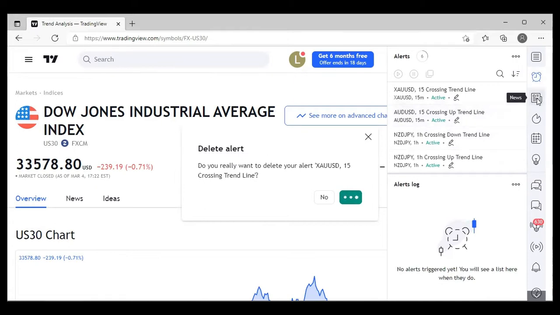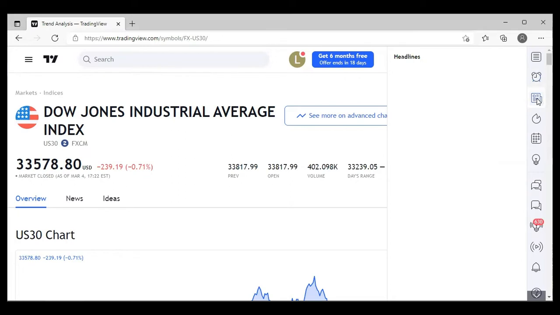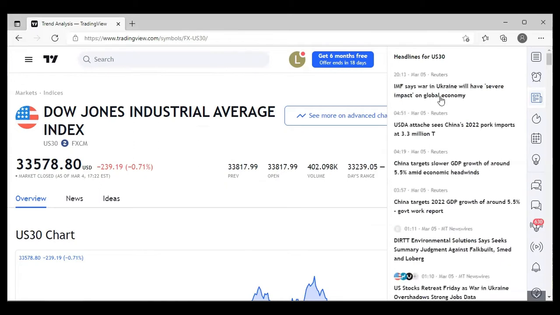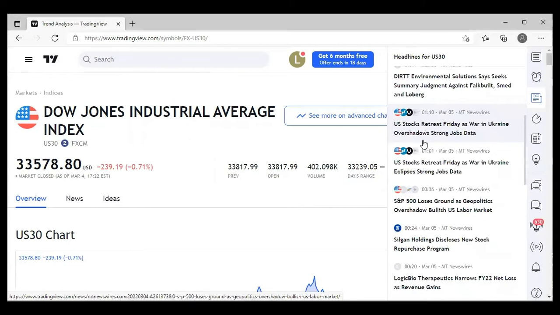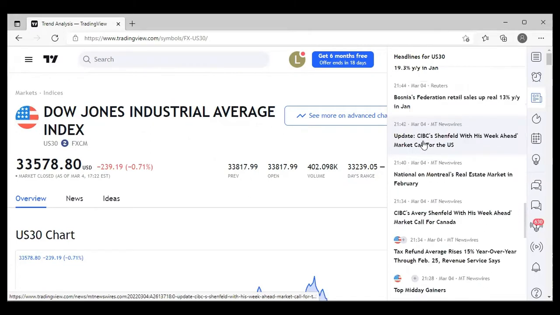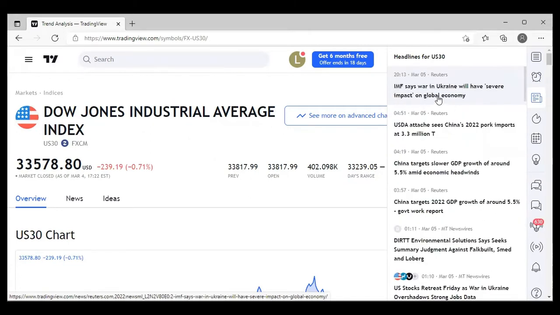Then we have the news. If I want to look at the headlines for specific news targeting specific assets that I'm trading, I can just check them out here. We can see this first news item that was posted yesterday: IMF says war in Ukraine will have severe impact on the global economy, and so on. There's so much here, so you can make a plan. This is part of fundamental analysis, which I touched on in terms of the different types of analysis. You want to have an idea of what's happening in the market in terms of news items coming out, so this is where you can catch up within TradingView.